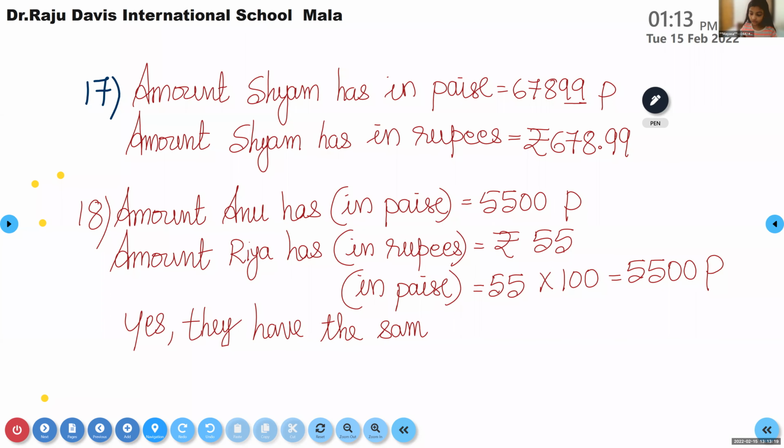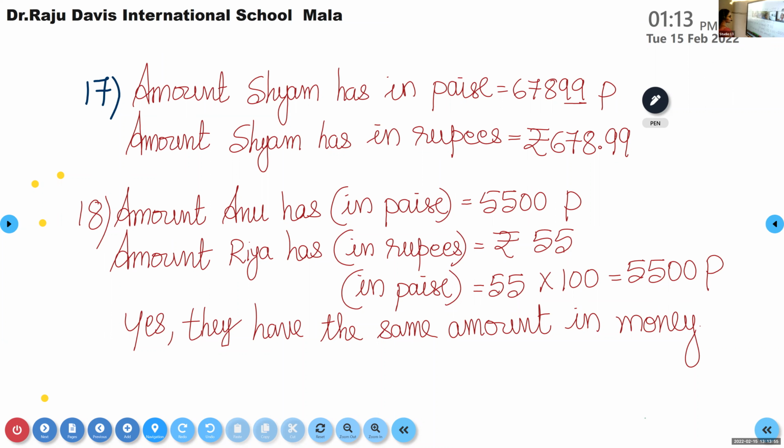Ma'am, shouldn't we put a plus after 55 into 100? Should we write plus zero and all? After rupees 55 into 100, should we write plus zero and all? No need. Paise is not given, no? If a point was given, you would have to add it. Since nothing is written about paise, there is no need of adding. Just multiply with 100 and make it paise.